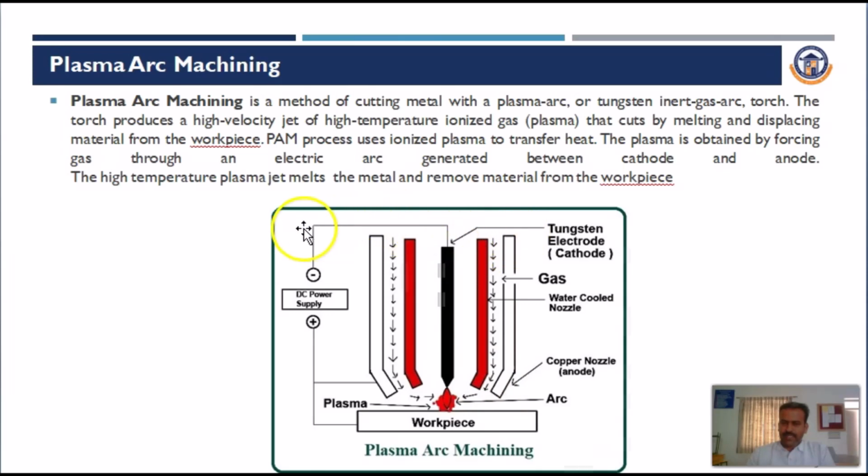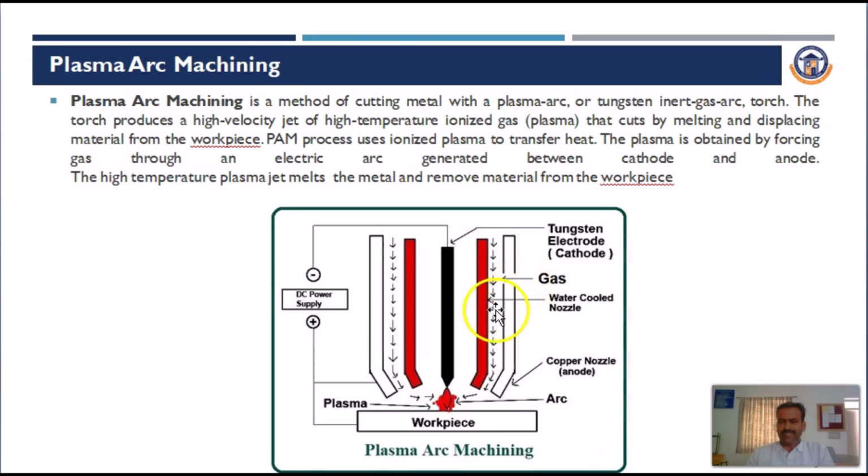The electric supply is connected so that the negative terminal is connected to the electrode, and the positive terminal is connected to the workpiece and the outer shield. Both of those are connected to positive. The electrode is connected to the negative. Then in between we are supplying the gas. Ionized gas is supplied in between the water cooled jacket and the outer shield.